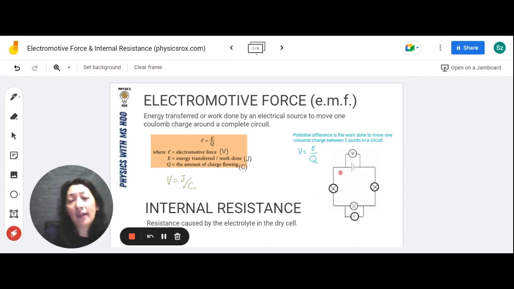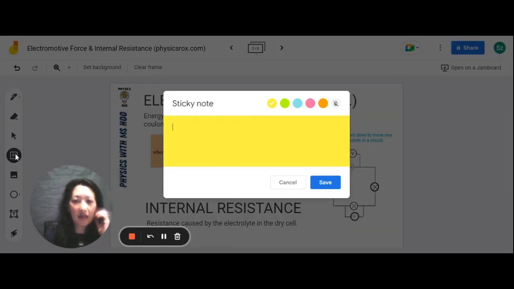And you might find that occasionally the term external resistance is used in certain questions. External resistance refers to the resistance outside the dry cell, anywhere outside the dry cell. Okay? So to help you get an idea of what electromotive force and internal resistance mean, you can think of it this way.